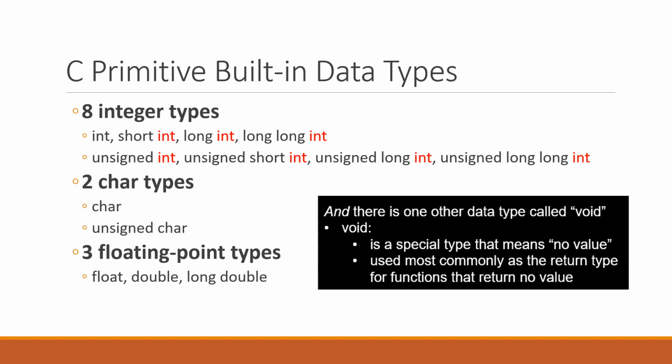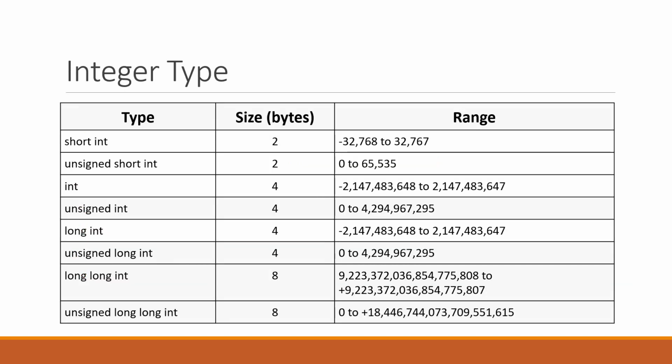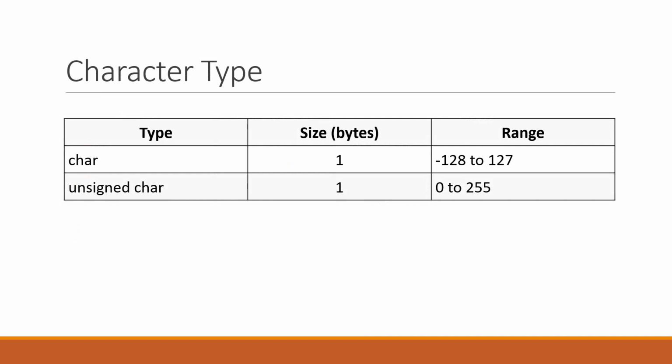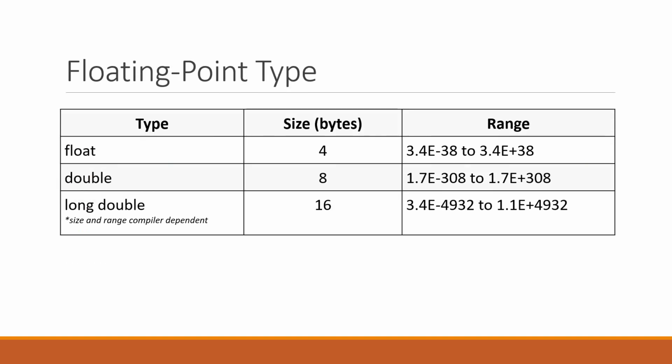Finally, aside from the 13 there is one data type called void. It is a special type that means no value. It is used most commonly as the return type for functions that return no value. This table displays the size of each integer type and its corresponding range. This table displays the size of each character type and its corresponding range. This table displays the size of each floating point type and its corresponding range.